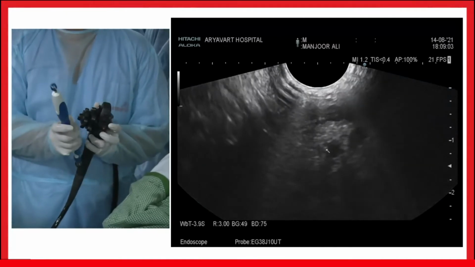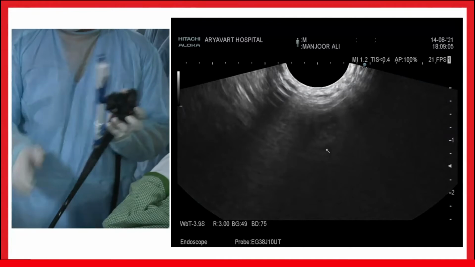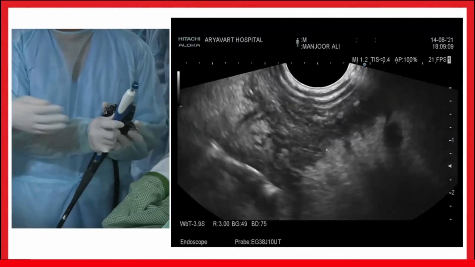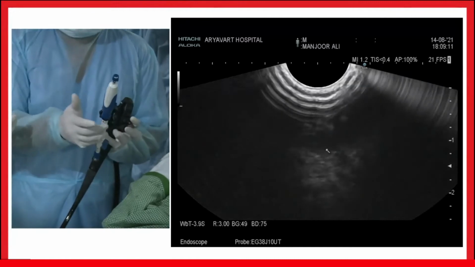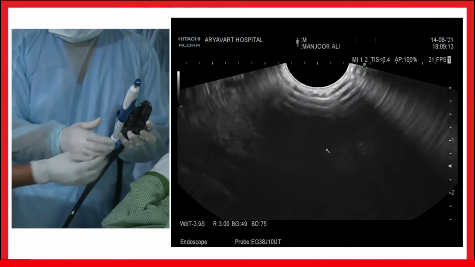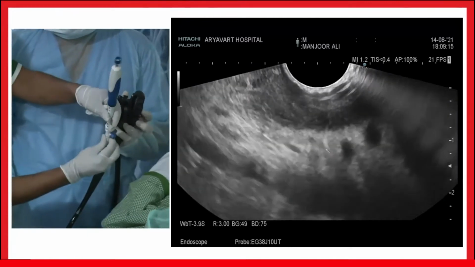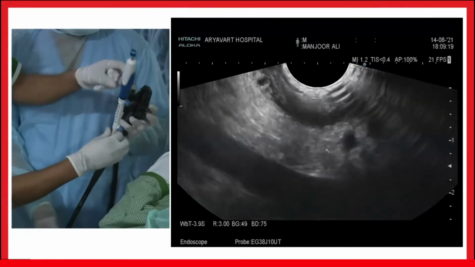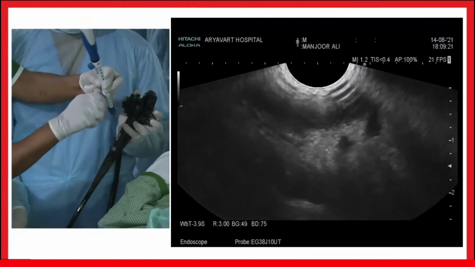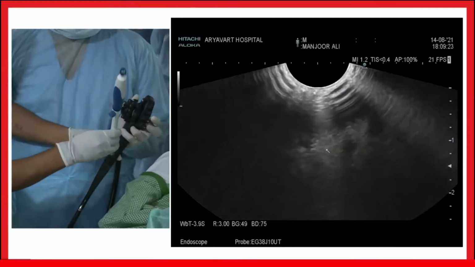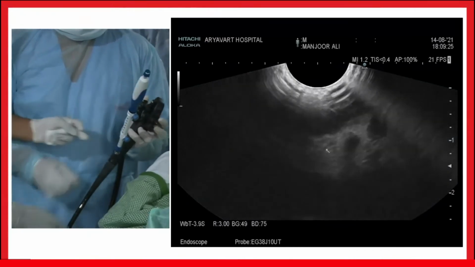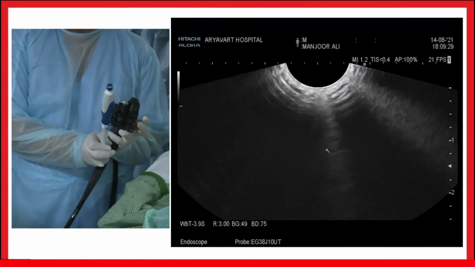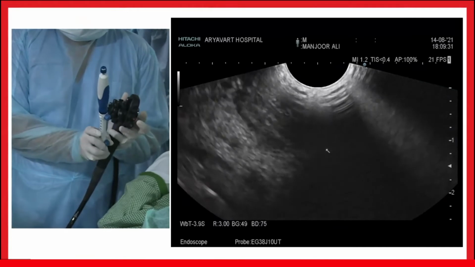So you slipped out. The needle is not coming out smoothly in the D1. So we brought the scope back. I think the needle is not coming out, even in the stomach. Sometimes you will have to move the down knob down so that the needle comes out.